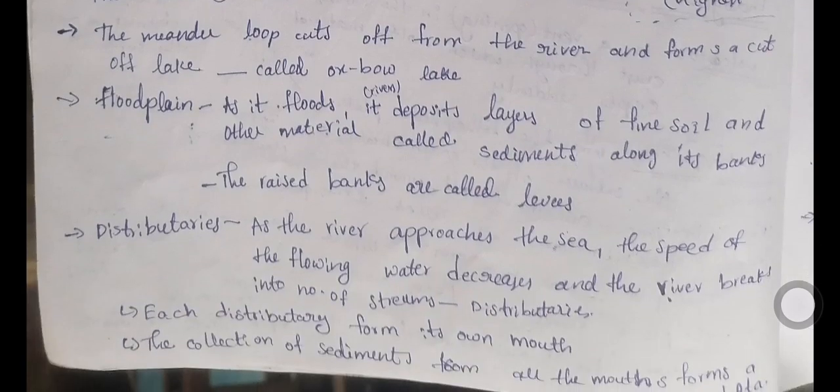And then distributaries. As the river approaches the sea, the speed of the flow of the river reduces, and then the river breaks into a number of streams. These streams are called distributaries. Each distributary forms its own mouth. The mouth is the area in which the river enters into the sea. And then the collection of sediments with the distributaries forms a delta.